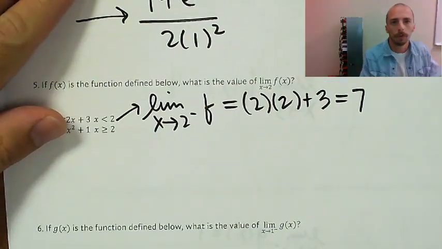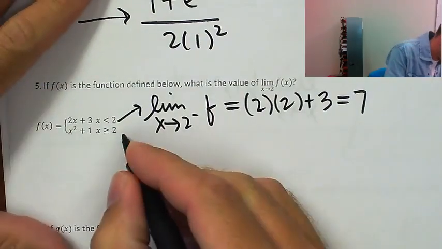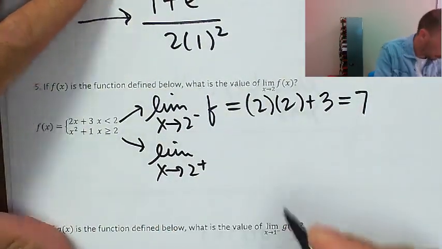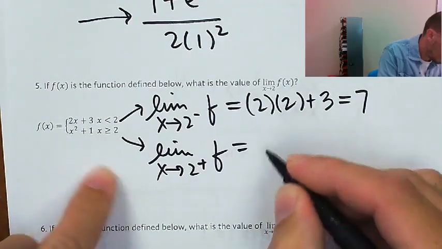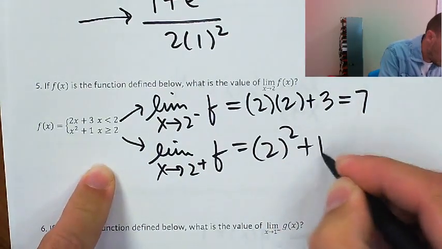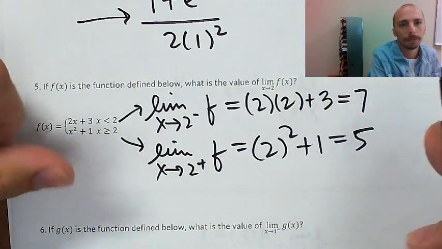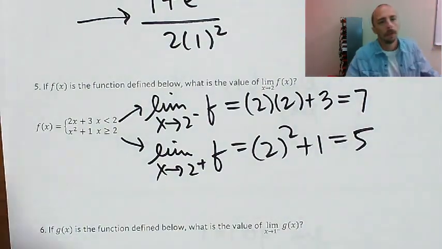But if you just went straight to form J, then you'll see, as I approach 2 from the positive side, I'm going to be taking 2, squaring it, adding 1, only getting 5, and since 7 and 5 aren't the same, I'm not getting the same thing from each side.